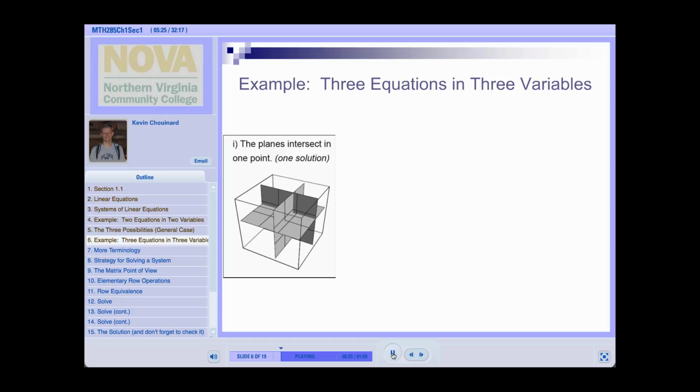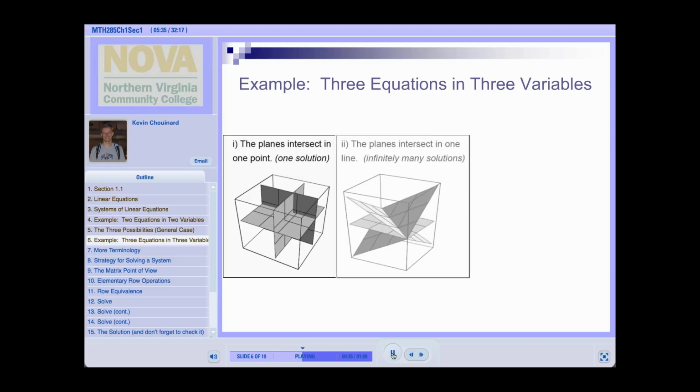It could be that the three planes have a single point in common, so there would be a unique solution to that type of system. It could also occur that the three planes have more than one point in common, in which case you'd have an infinite number of solutions because they would share a common line. And there would be an infinite number of points or an infinite number of solutions from that line.